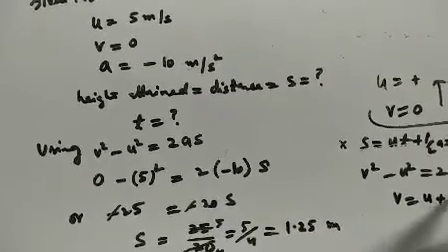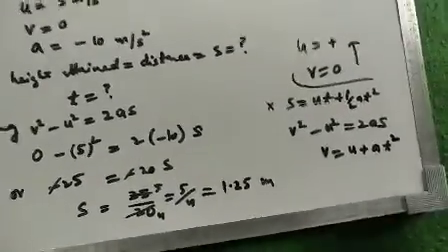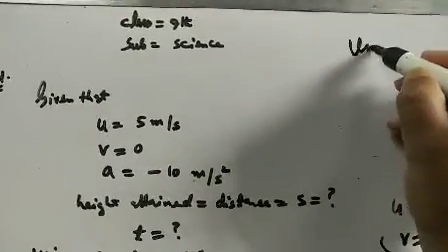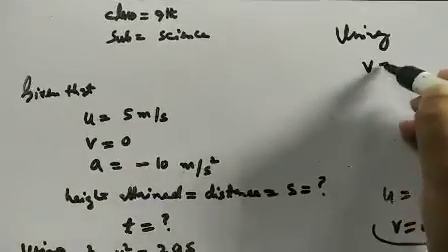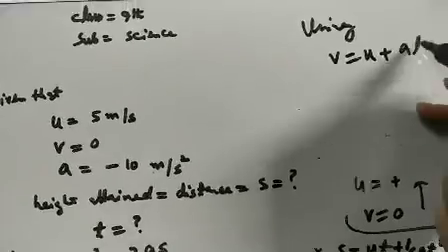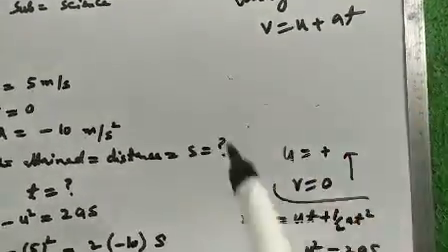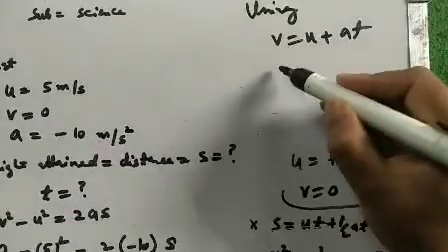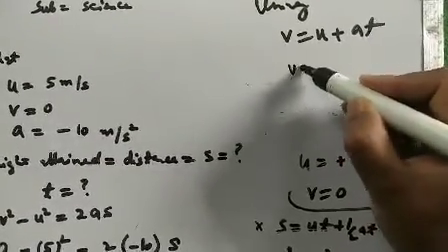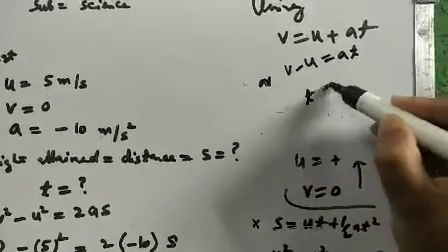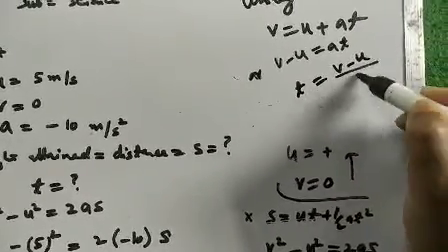v इज इक्वल टू u प्लस at, ये भी हम यूज़ कर सकते हैं. इसके बाद v हो गया 0 और ये भी निकाल सकते हैं. v माइनस u इज इक्वल टू at और t is equal to v minus u divided by a.